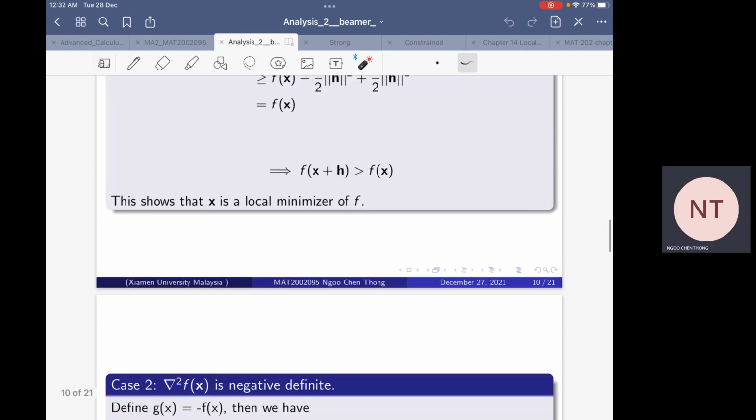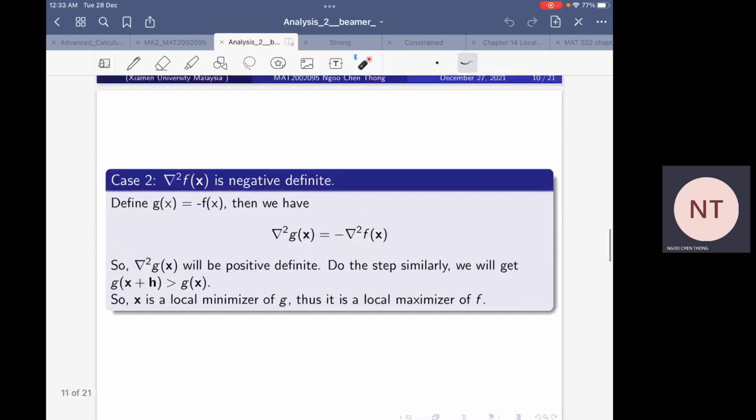Now case 2: the Hessian matrix is negative definite. Here we define a new function g(x) equal to negative f(x). So the Hessian matrix of g is the negative of the Hessian matrix of f. So now we can see that the Hessian matrix of g is positive definite. Doing the same steps as in case 1, we get g(x+h) larger than g(x). So x is a local minimizer of g, and since g is negative f, x is a local maximizer of f.